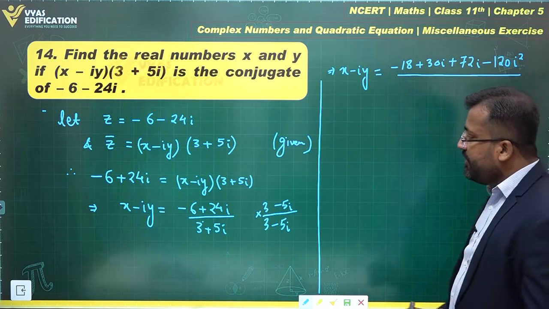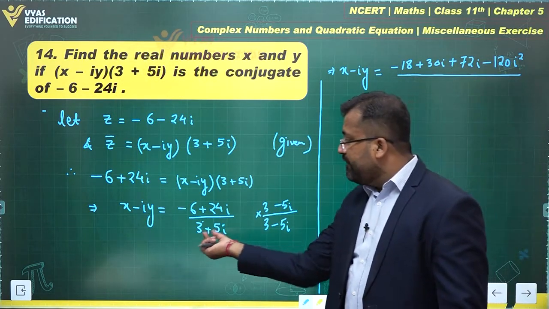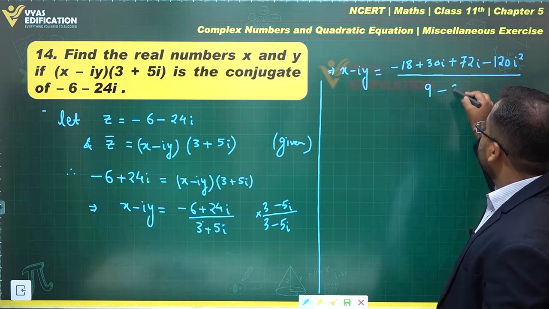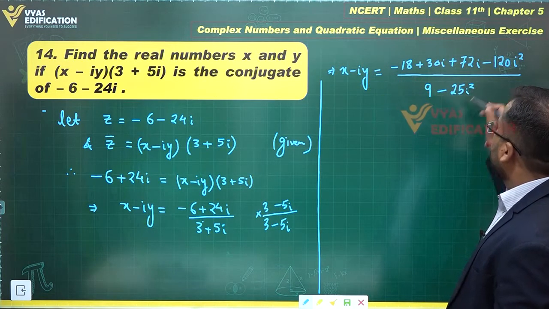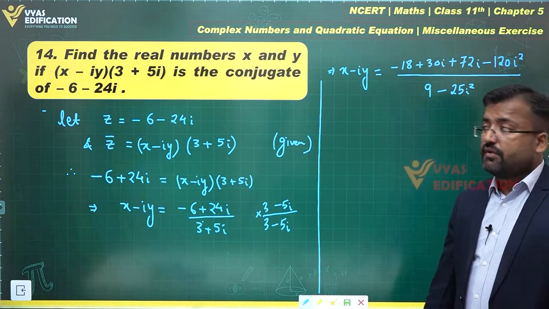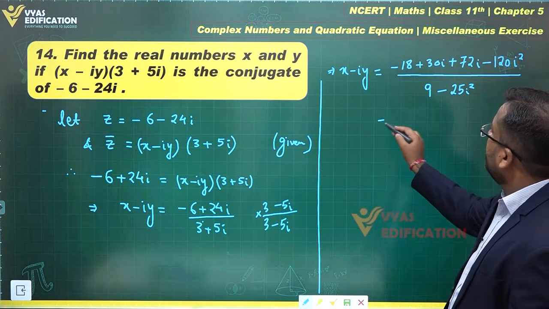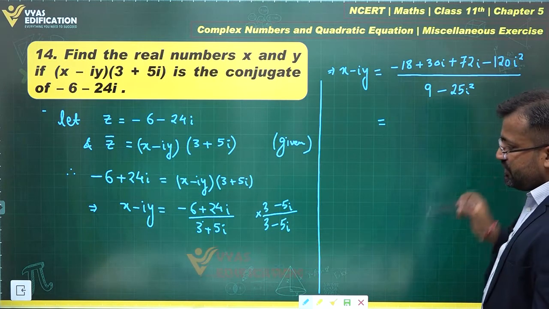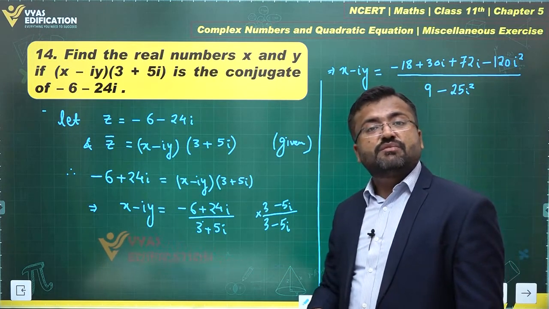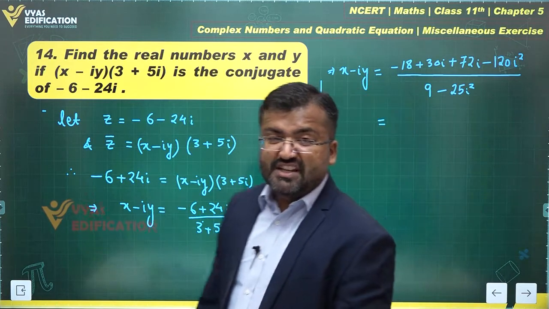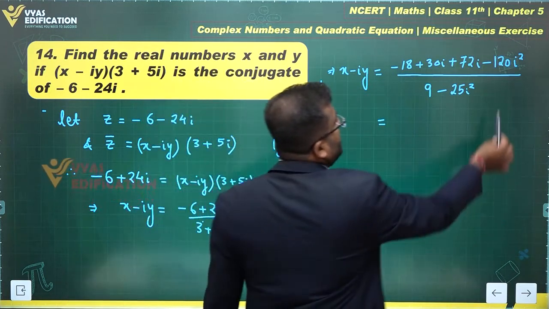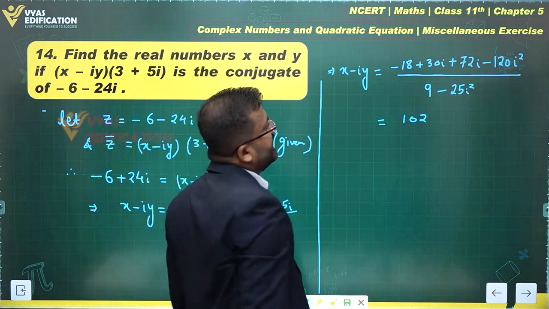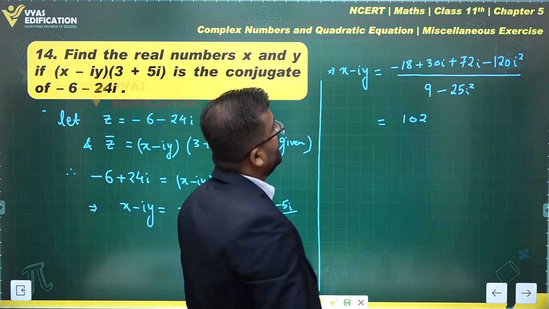And what about the denominator? In the denominator, you have (a plus b) and (a minus b), which will be a squared minus b squared, which is 9 minus 25i squared. What next? This is minus 120i squared. i squared is minus 1. That will give us plus 120 over here. Plus 120 minus 18 is plus 102. That's what I get, right? Plus 102. What about the second term?